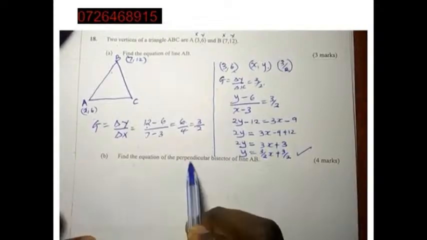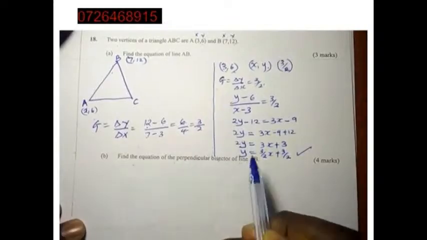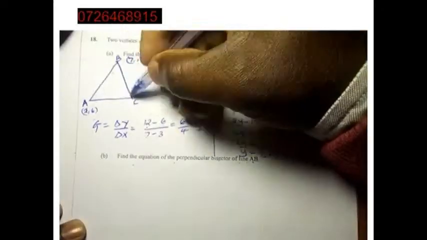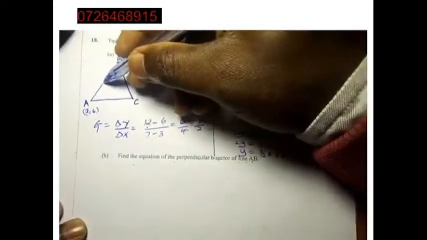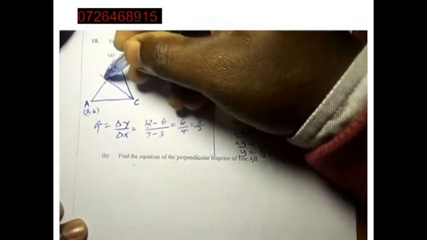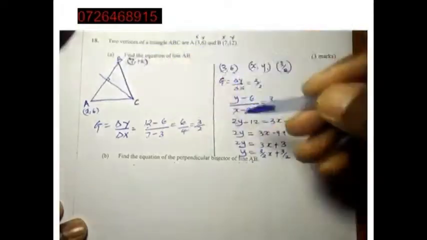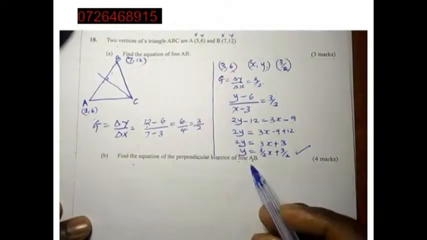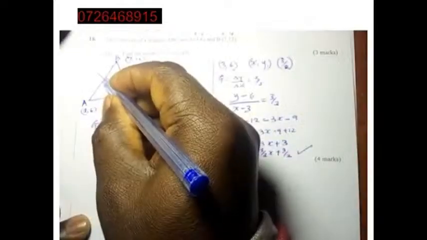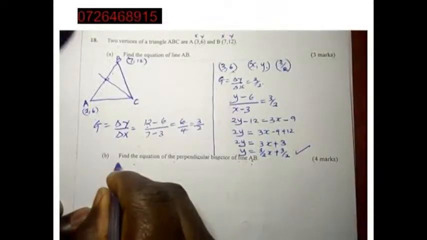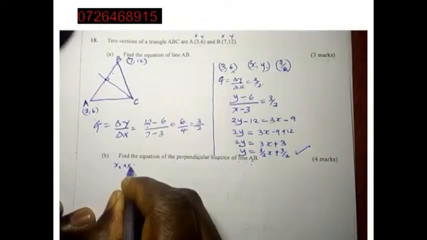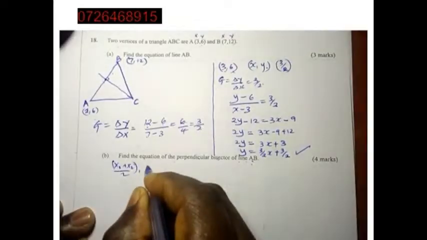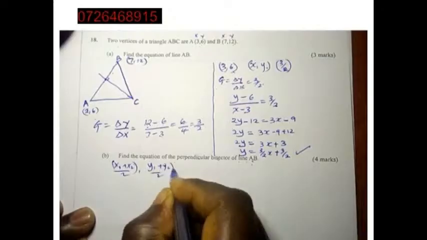Find the equation of the perpendicular bisector of line AB. So the perpendicular bisector of line AB, hiyo ni line ambayo ina bisect hapa katikati. This line is now perpendicular to AB. We know perpendicular lines, the relationship of their gradient. Lakini before even we do that, we must first get what will be the point here at the midpoint. So we need to get the point here at the center, mahali zina meet. So midpoint tunapeana x1 plus x2 over 2, y1 plus y2 over 2 inatupea midpoint.